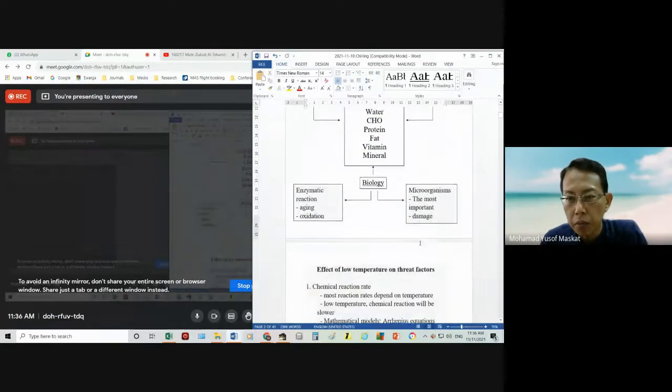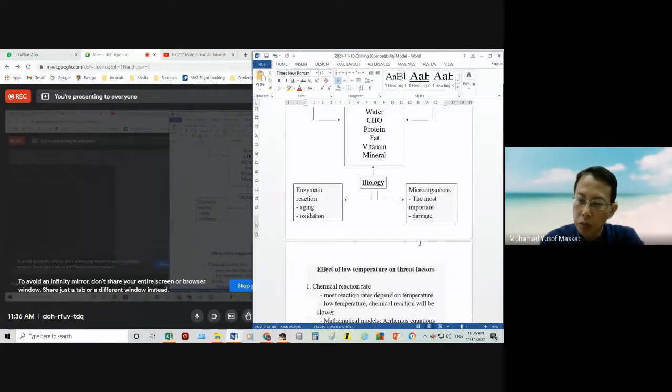And also there is biology. We have microorganisms and enzymatic reactions. There are others, macro organisms, rats, cockroaches, etc., but these are the two most important threat factors to food. Microorganism is number one, and then enzymatic reactions. Enzymatic reactions affect the aging process and oxidation, for example enzymatic browning, polyphenol oxidase.